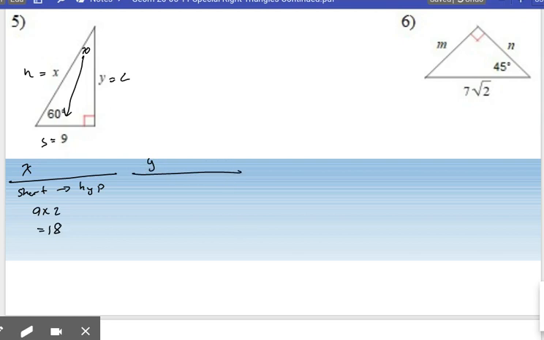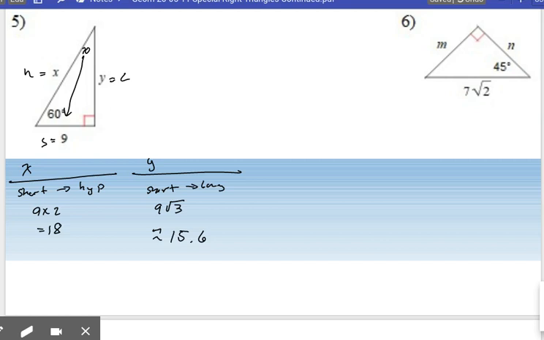Now I need to go short to long. And short to long, we multiply by the square root of 3. So I'd have 9 times the square root of 3. If I wanted to approximate that, could leave it as is, 9 times the square root of 3, and getting 15.6, approximately rounded to the tenth.